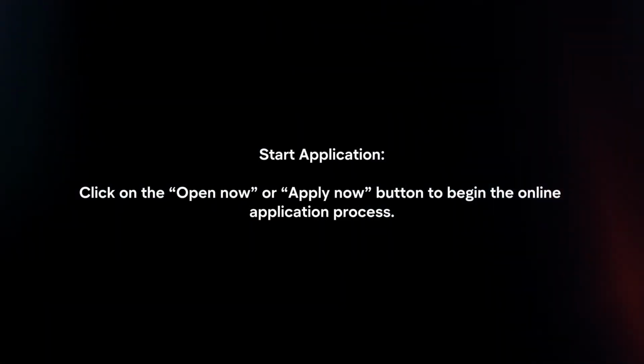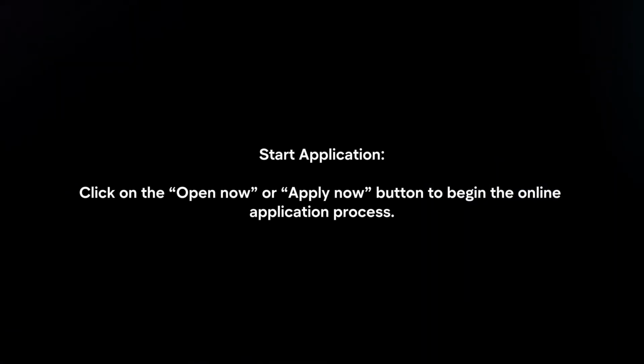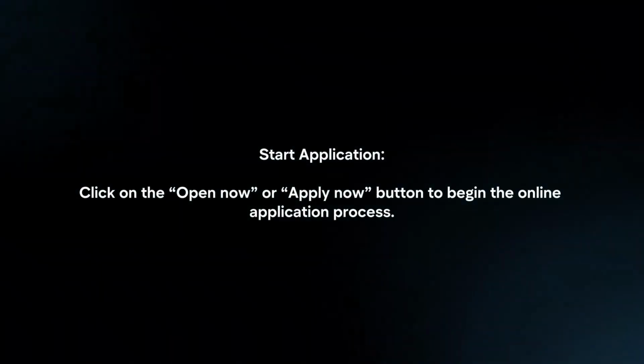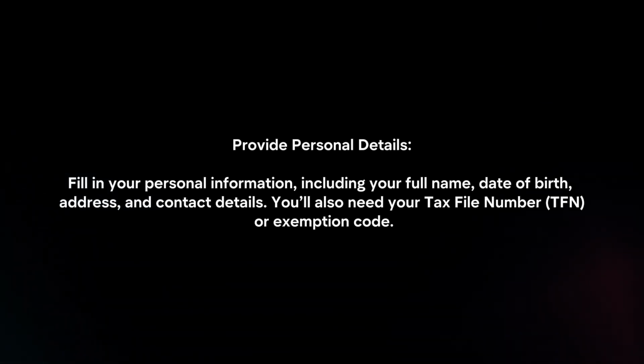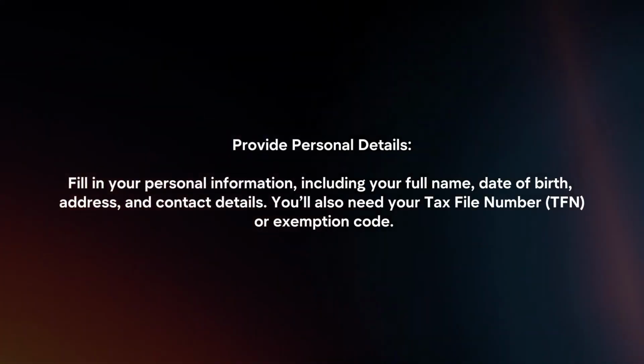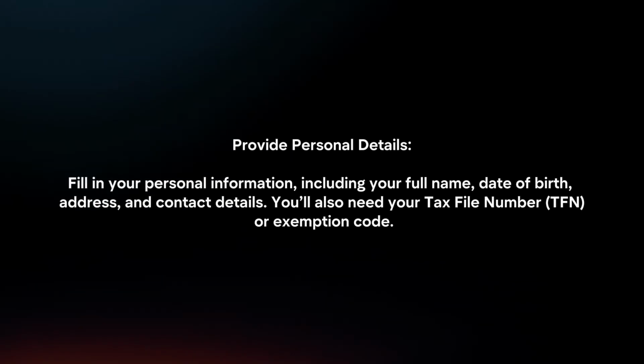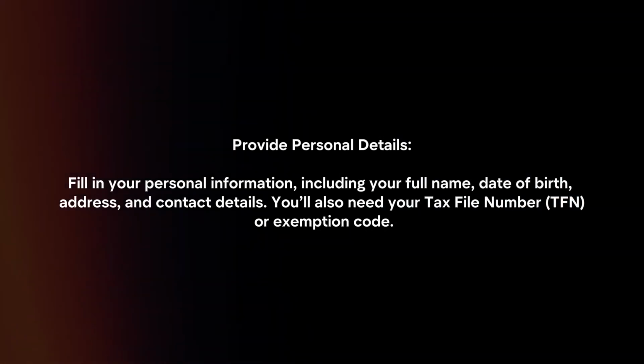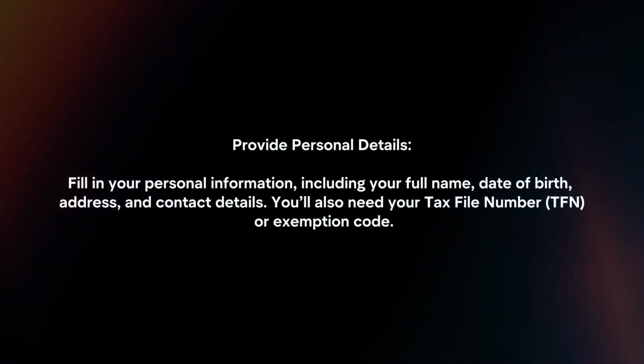Start application. Click on the Open Now or Apply Now button to begin the online application process. Provide personal details. Fill in your personal information, including your full name, date of birth, address, and contact details. You will also need your tax file number or exemption code.